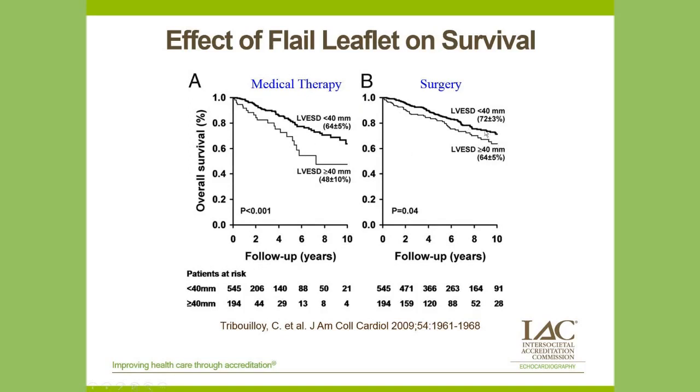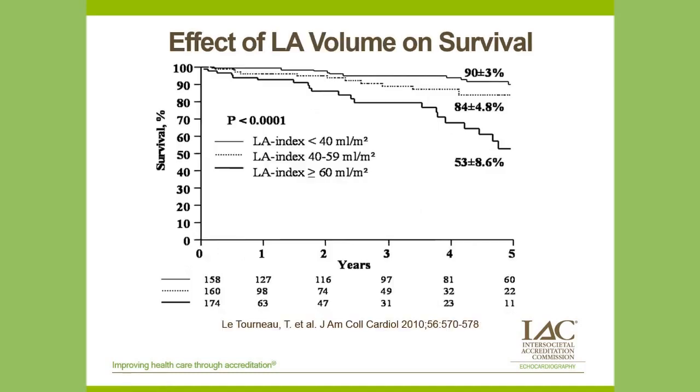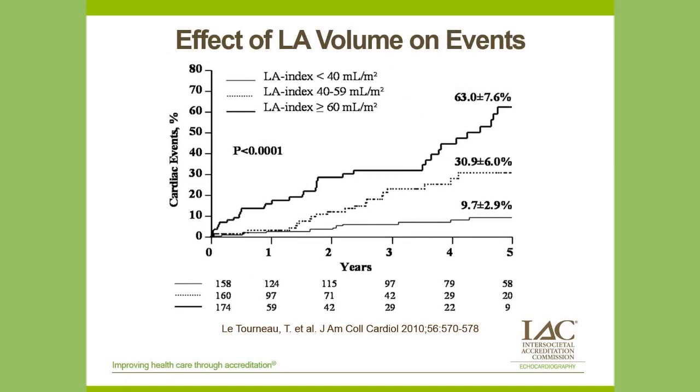And if you had surgery, you were better off if your LV end-systolic diameter was less than 40 millimeters. So we've known this from other studies, but this kind of confirms it. So you really want to operate on these people before their LV dilates, before their LVEF falls. And then it's important to look at LA volumes. So again, in mitral regurgitation, an LA volume index above 60 has a terrible prognosis. So this is another thing that pushes us toward early surgery when we see that the LA is significantly dilated.